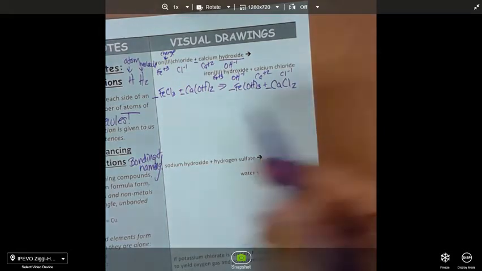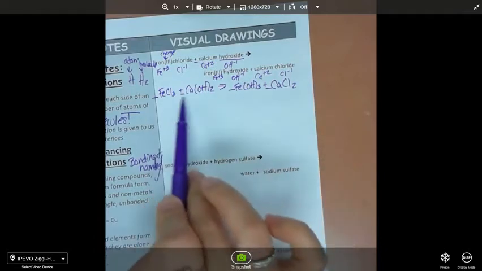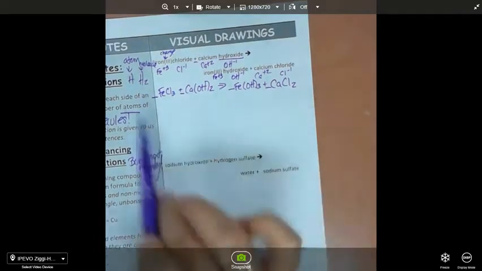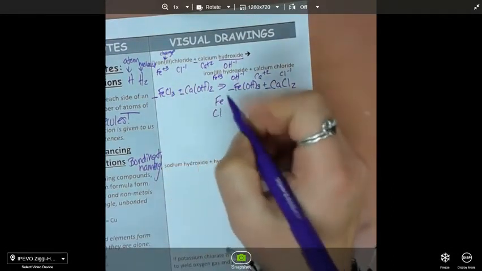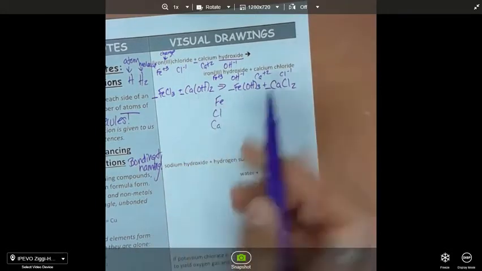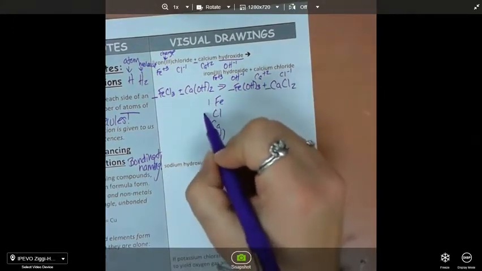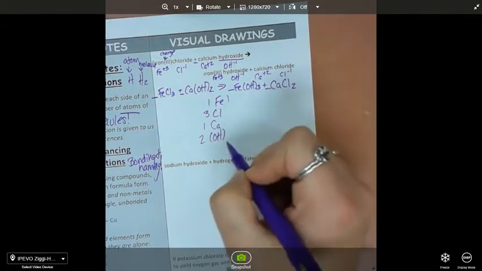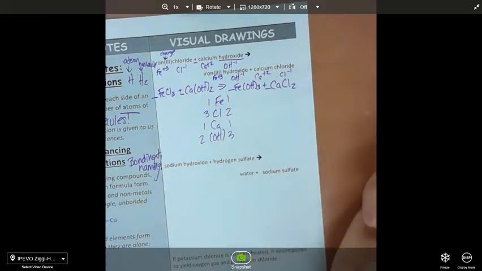All right, so that's taking the words and turning that into the formula. Now what we have to do is balance. Balancing is the exact same as before. I'm going to make my atom inventory, make my list, and OH is in parentheses on both sides, so I'm going to keep it in parentheses here. Fe is 1, Cl is 3, Ca is 1, OH has 2, Fe is 1, OH has 3, Ca has 1, and Cl has 2.